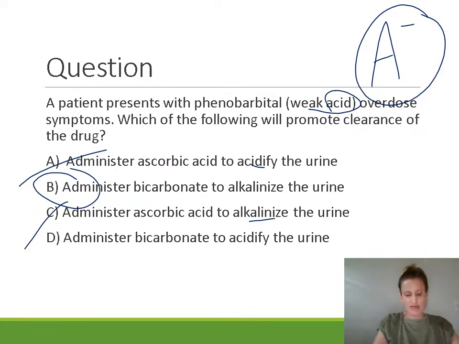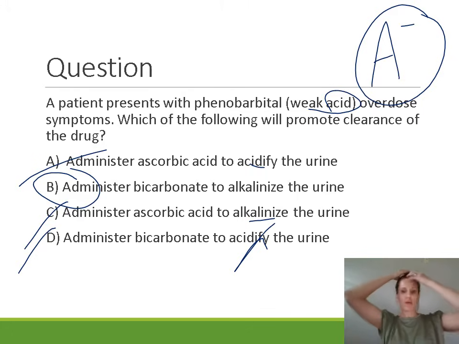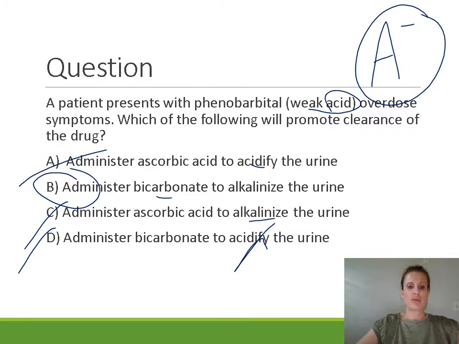And then bicarb to acidify? No, we don't want to acidify. And by the way, bicarb doesn't acidify. So if we want a weak acid to be better cleared from the body, then we can administer bicarbonate to make the urine more alkaline. That way the drug will be in its anion form. It'll have a charge, so it's less likely to get reabsorbed, and it'll stay in the urine so we can get rid of it.